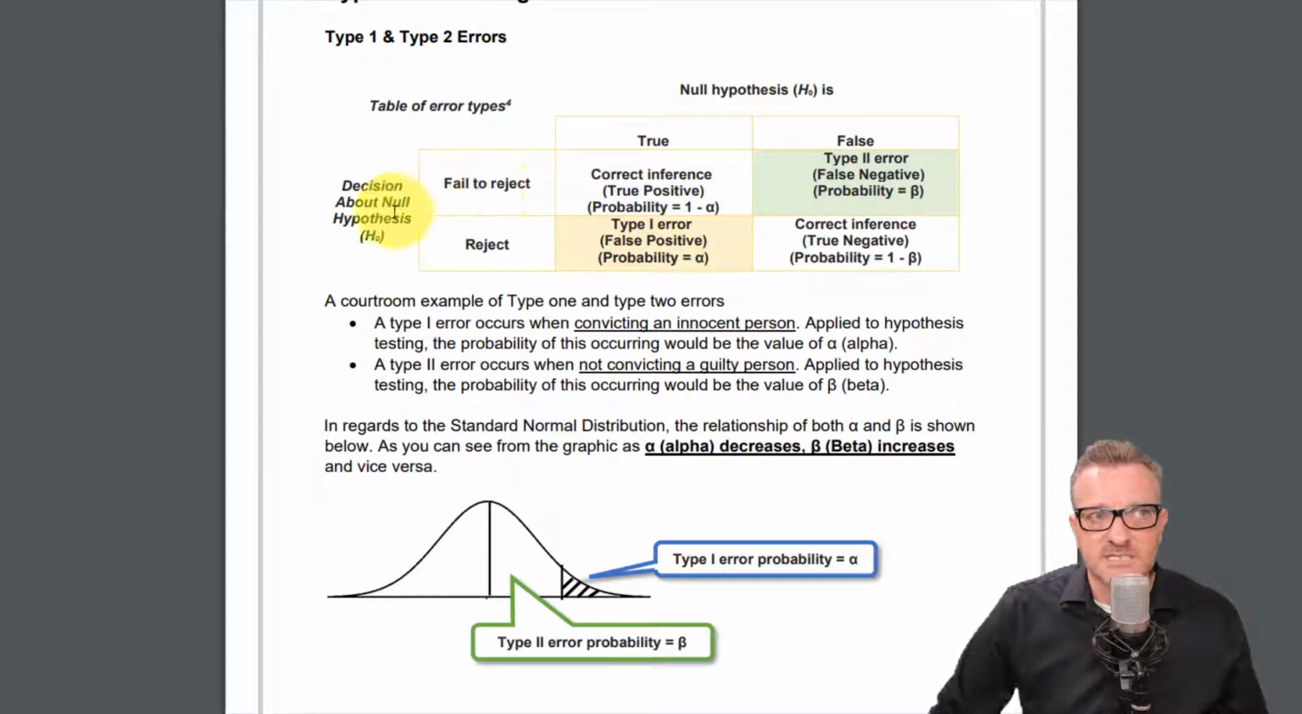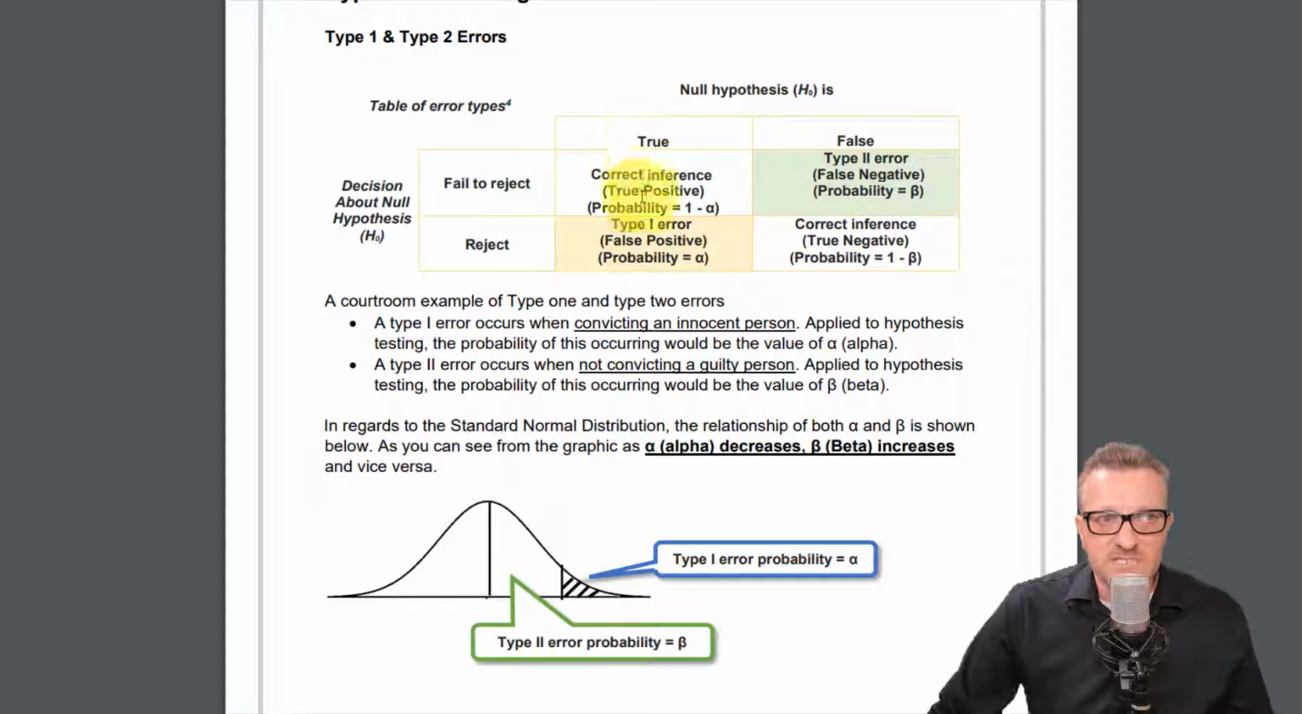Let's take a look at this. Say we failed to reject the null hypothesis, which means the status quo appears to be valid. And then for the actuality, let's say it's true. So we believe it's true, and in actuality, it is true. So it says correct inference. It's a true positive, and the probability of this is 1 minus alpha.